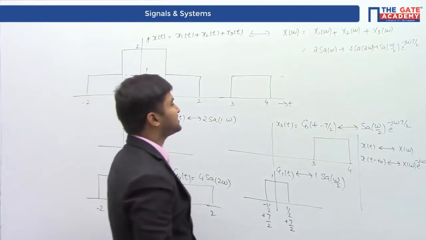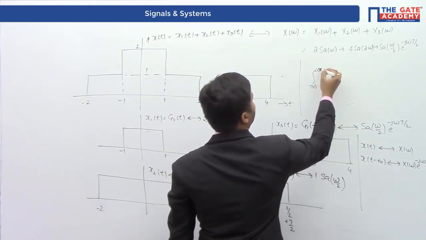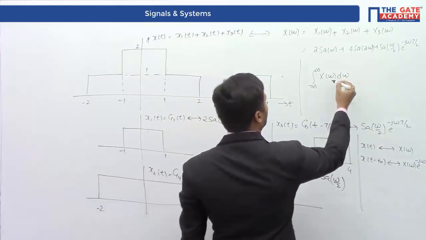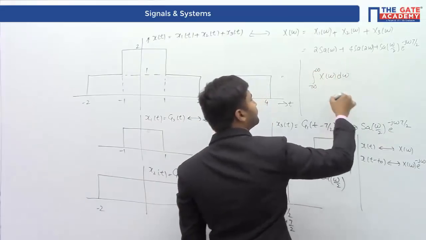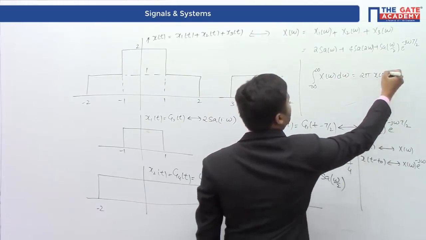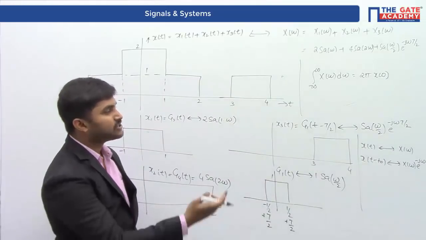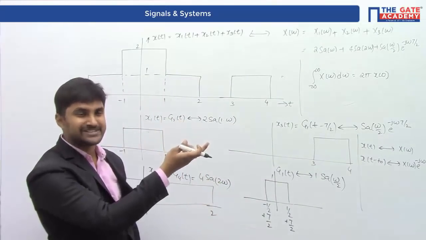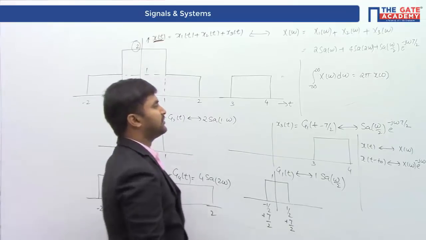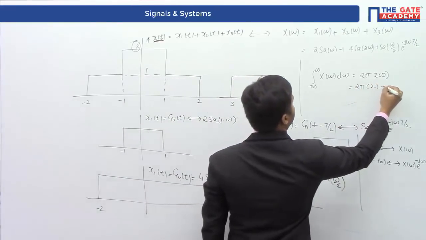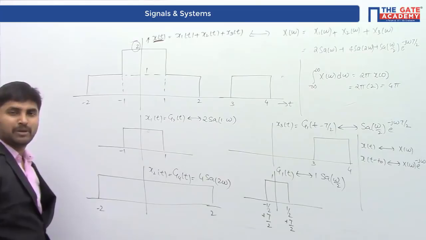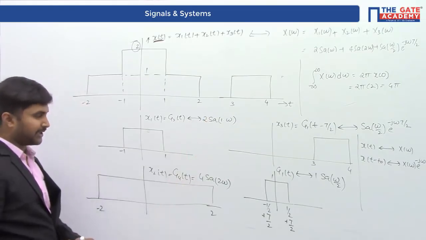The next one we have to find is the area of x of omega. Using the area property of the Fourier transform, the area of x of omega is 2 pi small x of 0, where small x always represents the time domain and capital X the frequency domain. Small x of 0 is the value of x of t at t equal to 0, which is 2. Therefore the area of x of omega d omega is 2 pi multiplied by x of 0, which is 4 pi.